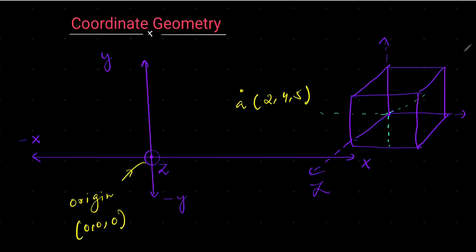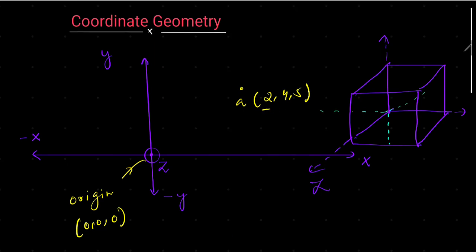It means you start from the origin, which is the initial point. If you want to reach point A, you should move 2 units along the positive x-axis, as it is plus 2, then 4 units along the positive y-axis, and then 5 units along the positive z-axis. I hope you realize this. Then you will reach point A.